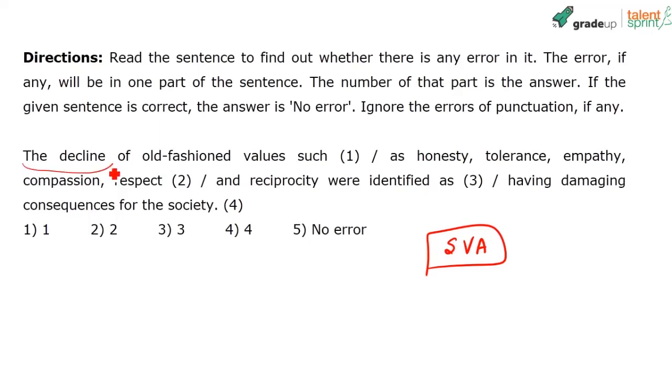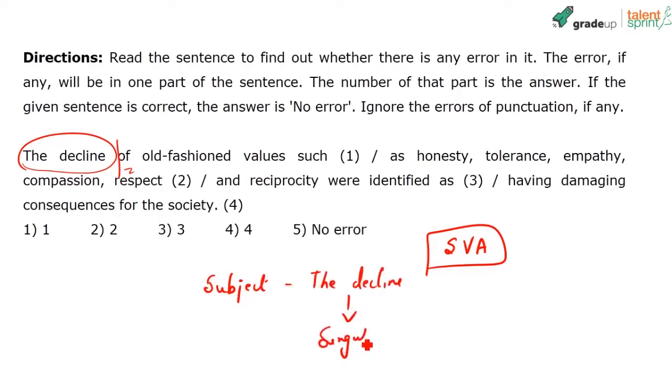So all these values are having a damaging effect or damaging consequence for the society. The subject is not the values as such, the subject is the decline. Of old-fashioned values is the prepositional phrase, right? Of starts with the preposition of. So the subject is the decline, which is singular represented by the definite article the. So if it's a singular subject, then I need a singular verb and not were. So I change were to was. That's another thing that all of us make a mistake with.